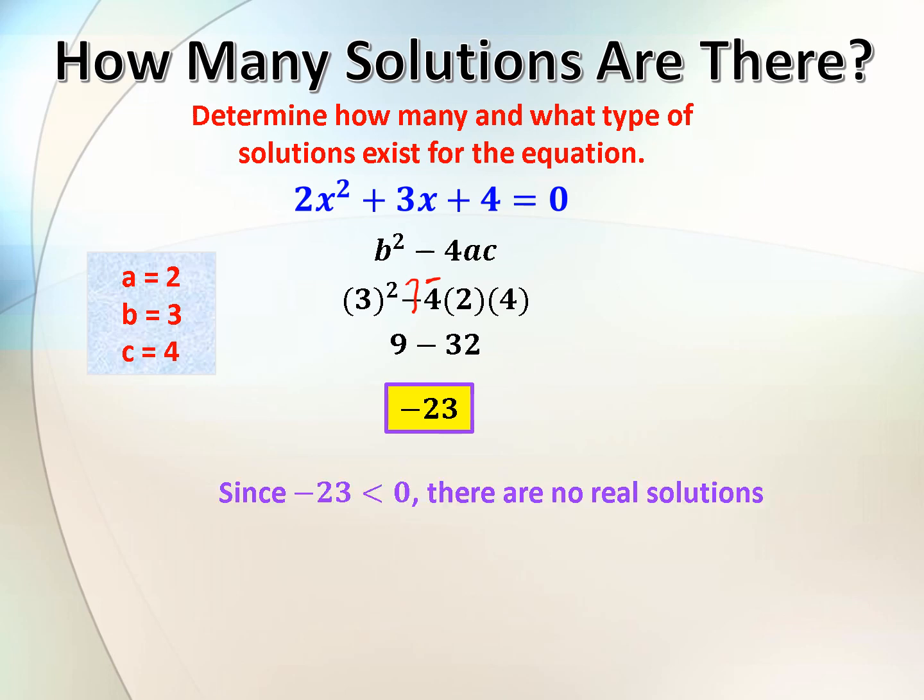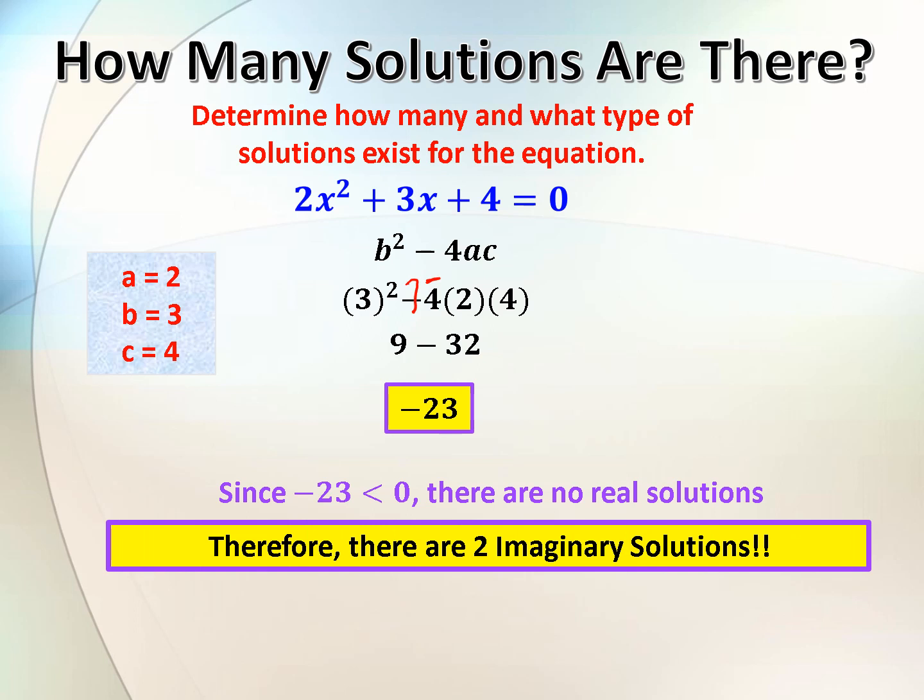Now, since negative 23 is less than 0, that means that there are 0, as in none, no, real solutions. However, there are 2 imaginary solutions. So if it just says how many real solutions, you'd say none. But if it says how many and what type, you would actually say 2 imaginary solutions.